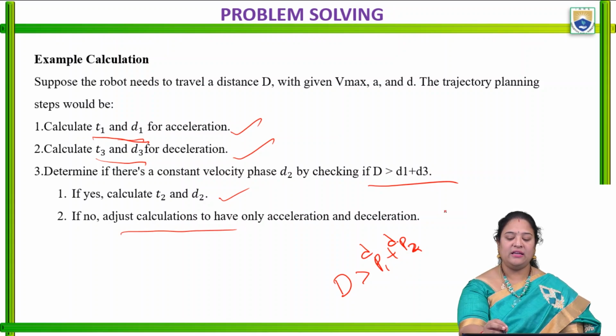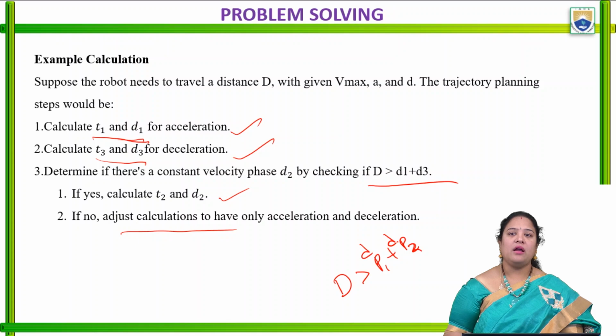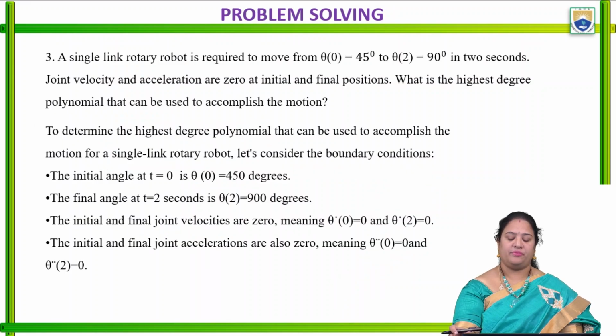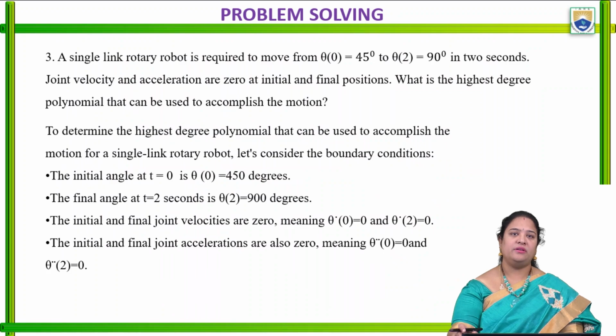Now, when we are calculating D1 and D3, we also should know the time for point 2, or the distance at which it is traveling, right? So when we are considering that, there will be no adjustments with respect to the acceleration and the deceleration, right? So this is how we will be doing the sample calculation when we have acceleration and deceleration in the trajectory planning, right? Next, moving on to the third problem.